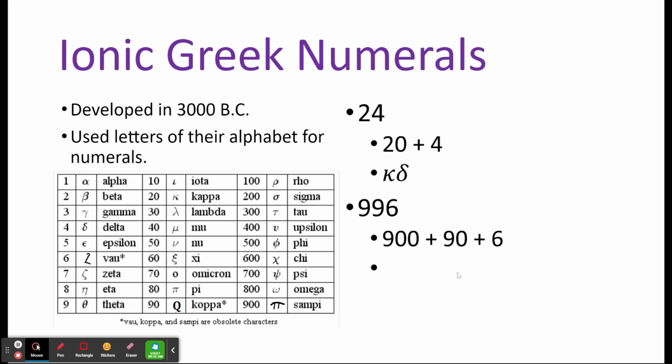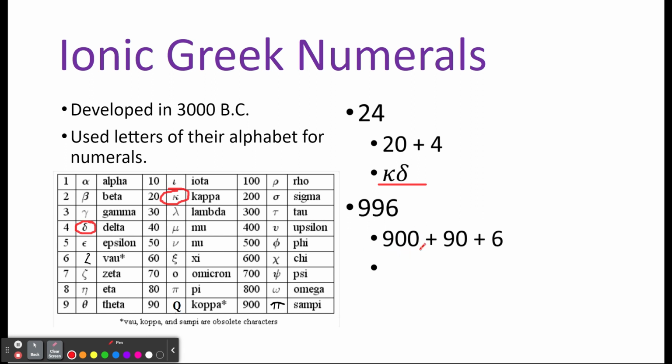So the Ionic Greek numeral system uses this, developed in about 3000 BC. And as we look at this table here, kind of a wild table, you can see there's a lot going on here. So we've got to do 24, you have 20 plus 4. Well, we got to know that the 20 is this symbol right here, kappa, and 4 is this symbol right here, delta. So you put those two symbols together, that's 24.